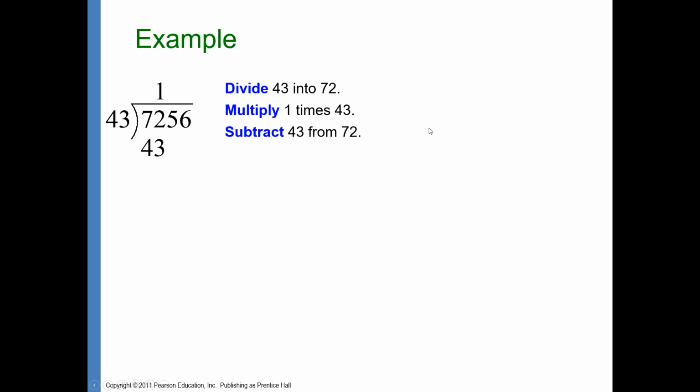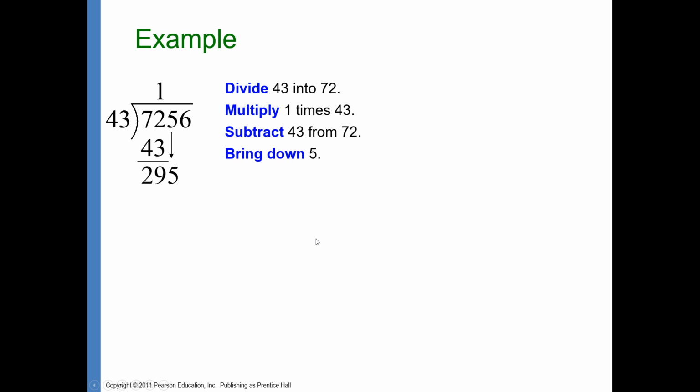You guys all know this process. We subtract and we get 29. Now what? Bring down the 5. You could optionally bring down the 5, or you could just bring down the whole number. It doesn't matter, either one. Let's just bring down the 5. And now what?